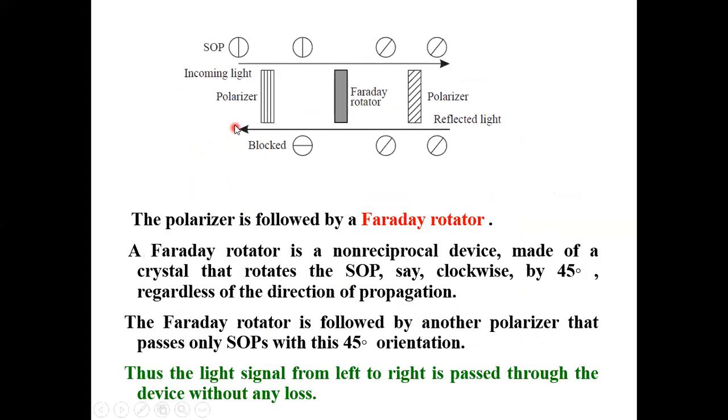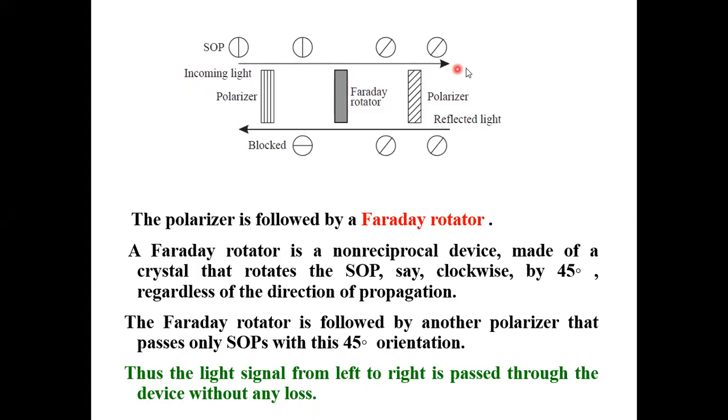Then in the next slide, the polarizer is followed by a Faraday rotator. So what is a Faraday rotator? Again, an MCQ question from here. A Faraday rotator is a non-reciprocal device made of a crystal that rotates the SOP, for example, by 45 degree, regardless of the direction of propagation. The Faraday rotator is followed by another polarizer that passes only SOP with this 45 degree orientation. So talking about the second polarizer. Thus the light signal from left to right is passed through the device without any loss.